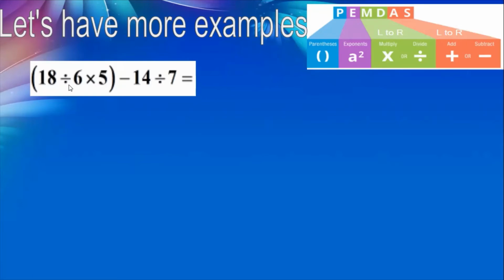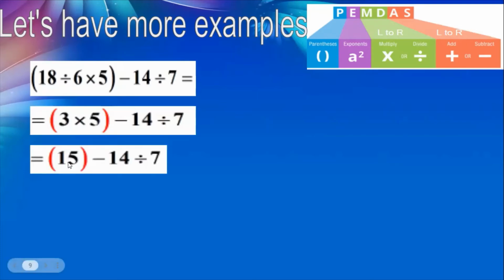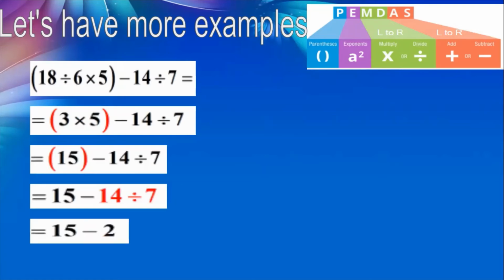18 divided by 6, that is 3. Then 3 times 5, that is 15. So we arrive with one single answer. Then let us remove our bracket. Now, let us bring down 14, bring down the divide, and bring down 7. Now we have here 15 minus 14 divided by 7. So we have two operations here, subtraction and division. Which one should we do first? Do we subtract or should we do the division?